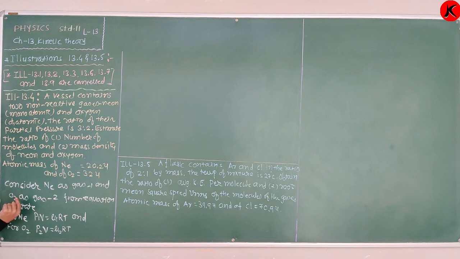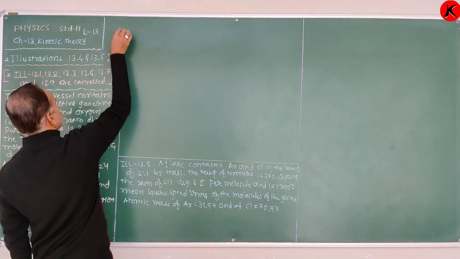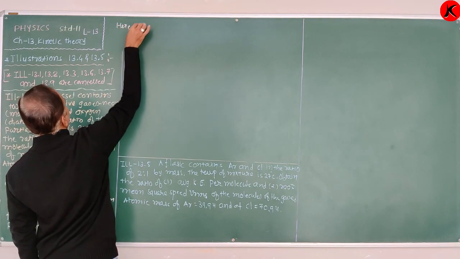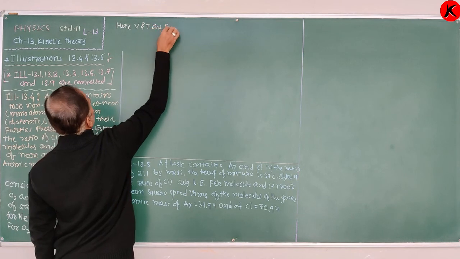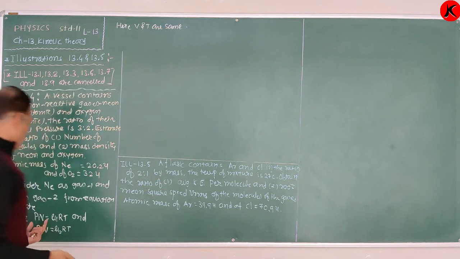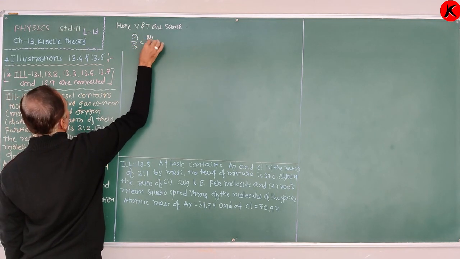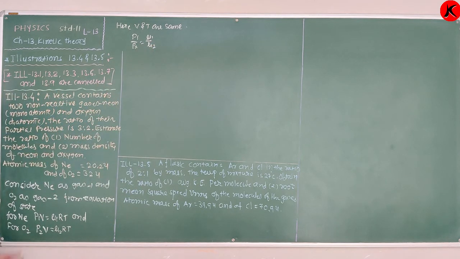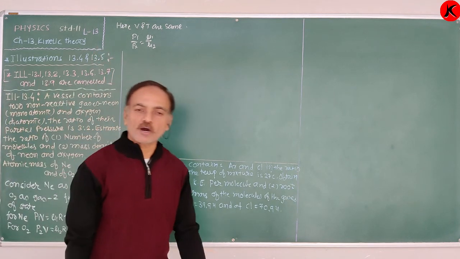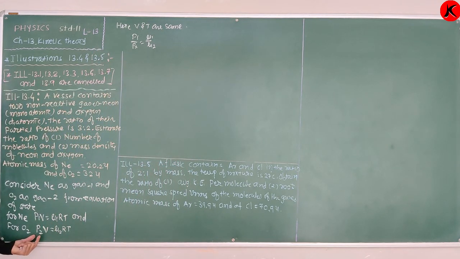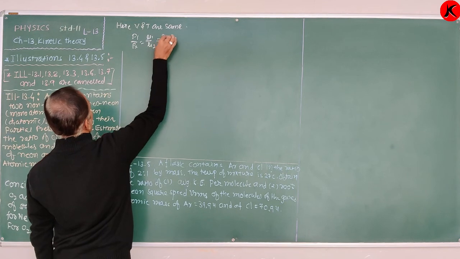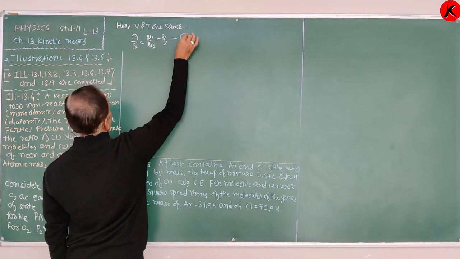But the quantity of the gas is different, right? Therefore, here V and T are constant, so the ratio P1 upon P2 is equal to mu1 upon mu2. So the ratio of the pressures gives the ratio of the quantities of neon and oxygen. Therefore, mu1 upon mu2 is equal to P1 upon P2, which is given as 3/2. That is equation number 1.